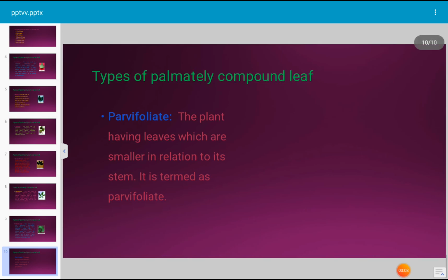Next, one more type, that is parvifoliate leaf. The plant having leaves which are smaller in relation to its stem, it is termed as parvifoliate.